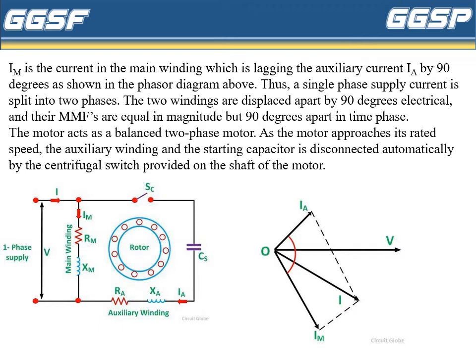In this phasor diagram, IM is the current in the main winding, which is lagging the auxiliary current IA by 90 degrees. Thus, a single phase supply current is split into two phases. The two windings are displaced apart by 90 degrees and their MMFs are equal in magnitude but 90 degrees apart in time phase. The motor acts as a balanced two-phase motor. As the motor approaches its rated speed, the auxiliary winding and the starting capacitor are disconnected automatically by the centrifugal switch provided on the shaft of the motor.